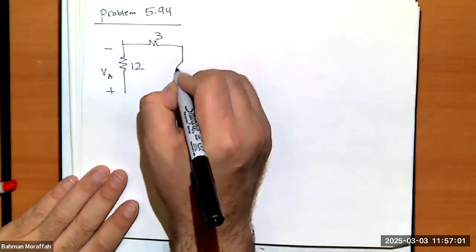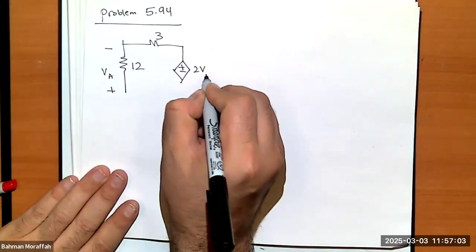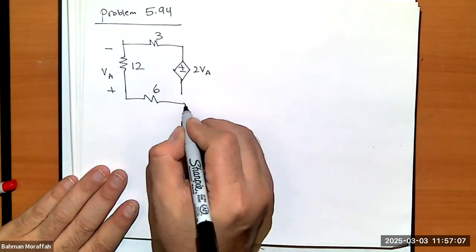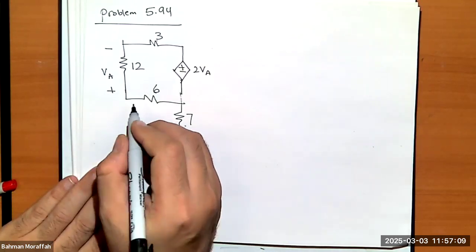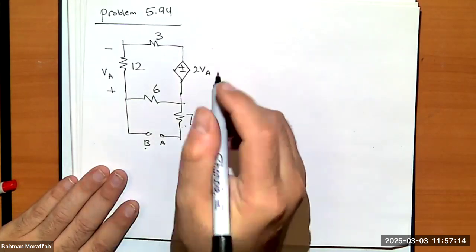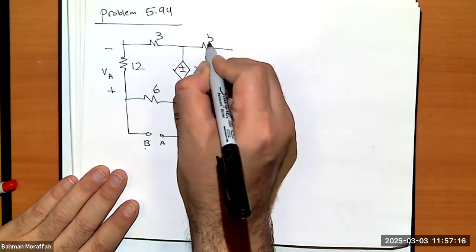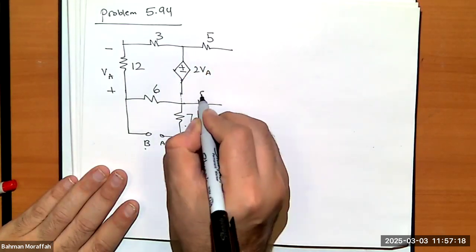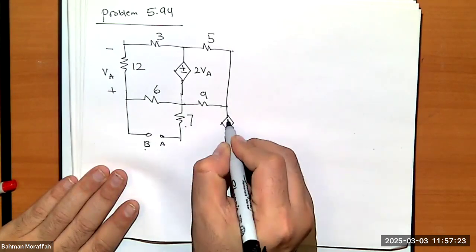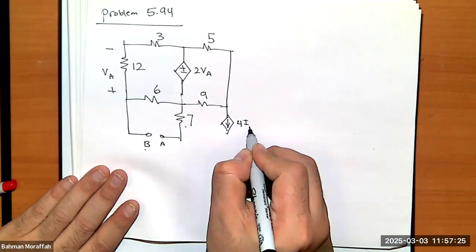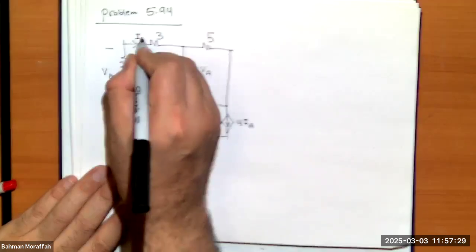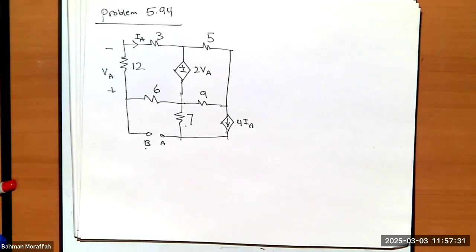This is VA. This is 2 times VA. This is 6. This is 7. This is AB. This is a 5. This is a 9. And 4 times IA, which I know IA is, right?